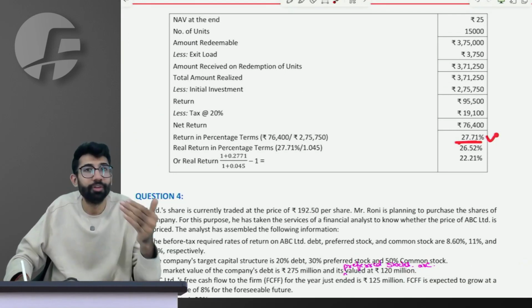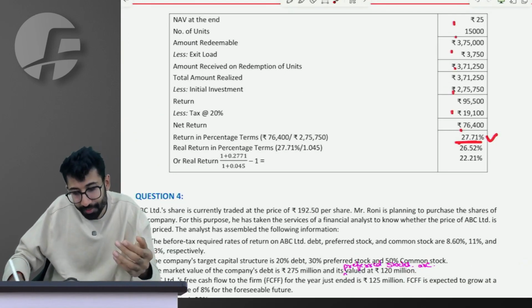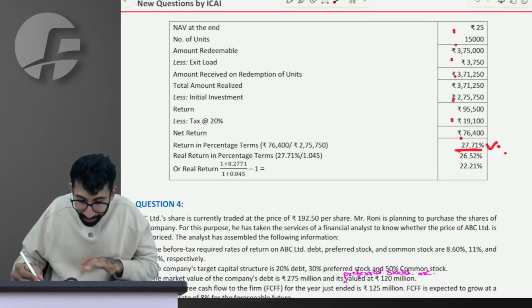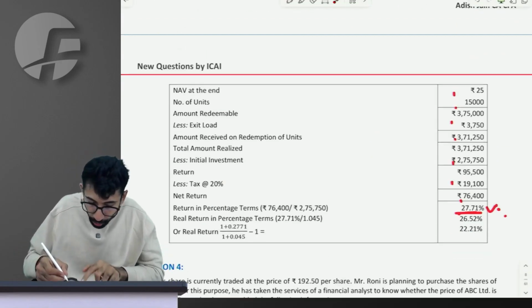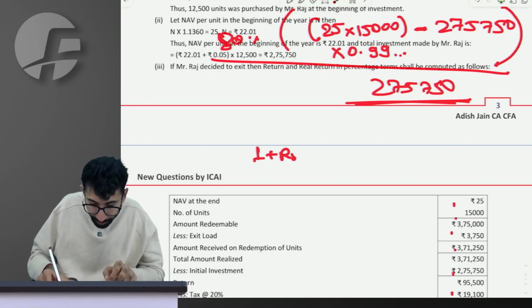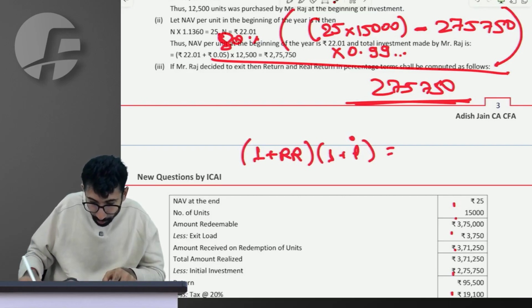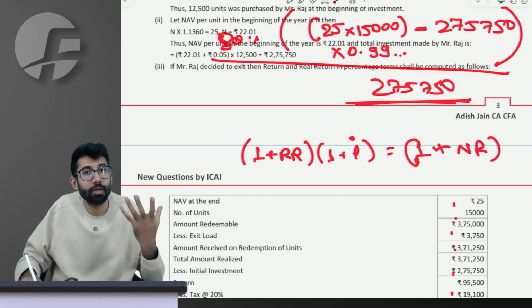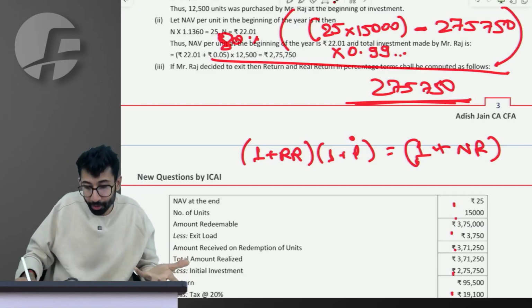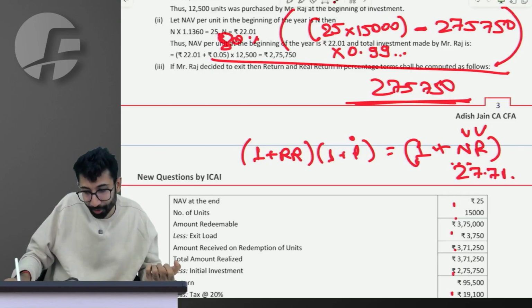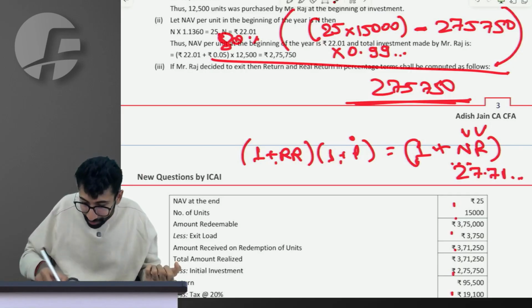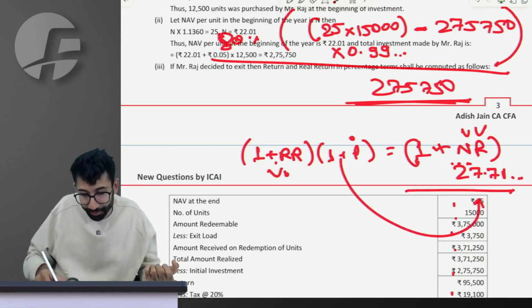The thing that you have done in a formula has been represented in the form of a table, right? What is the real return, which means excluding inflation? You should know this relationship: 1 plus real return, into 1 plus inflation, is equal to 1 plus nominal return. In the actual world around you, the return actually earned by you is nominal, which means the one we have calculated as 27.71 is nominal. If I divide by 1 plus inflation, I will get the real return.